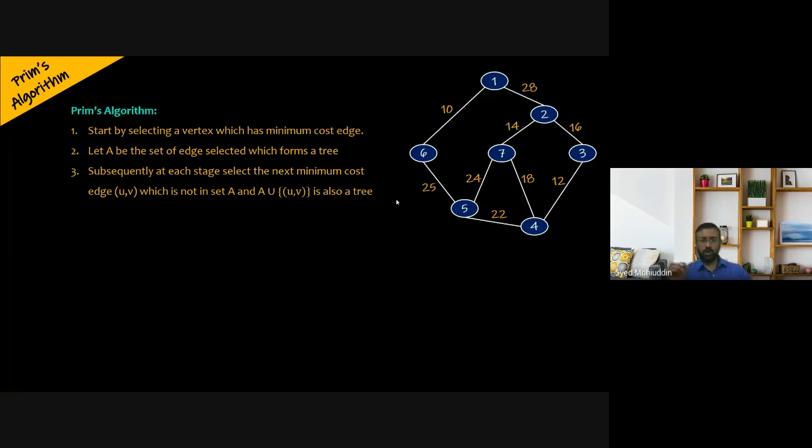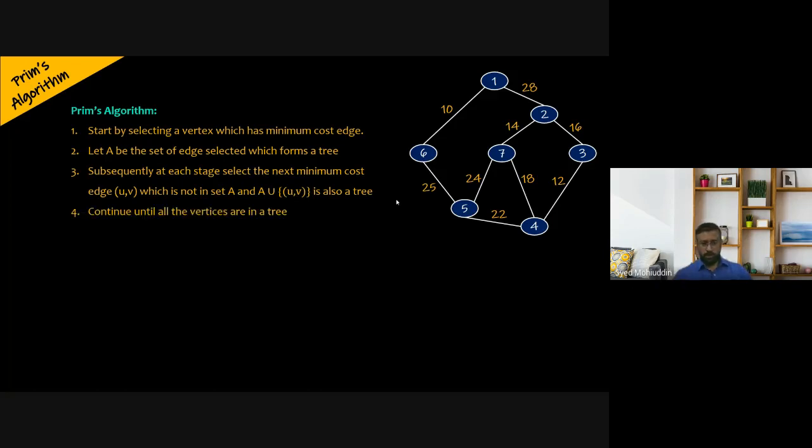So we select an edge u comma v which is not already there in the set A, that means which is not already in the tree, and we merge the edge u comma v into the existing set A of the edges of the spanning tree. Now when we merge it, it should also form a tree. What this means is the next minimum cost edge we select should not form a cycle again. It should be a tree.